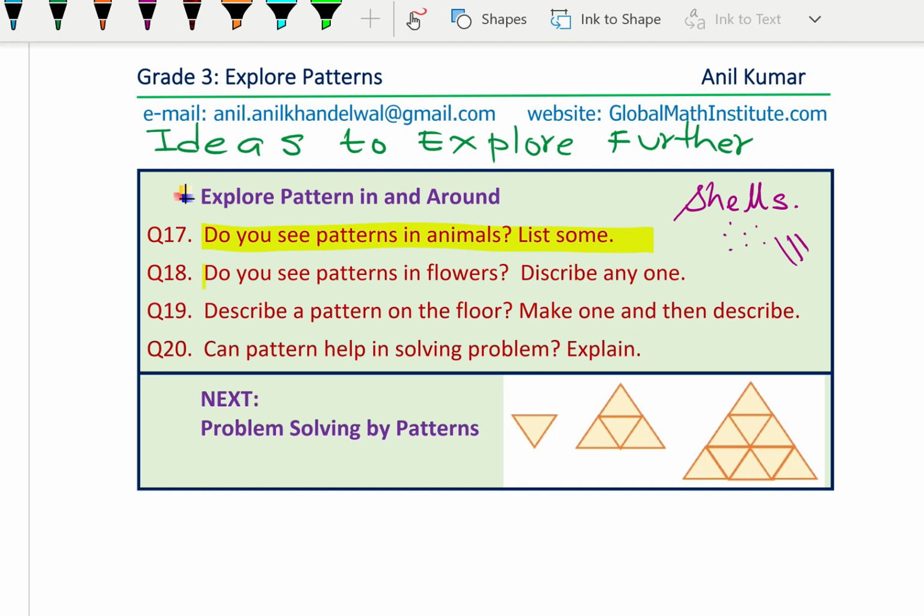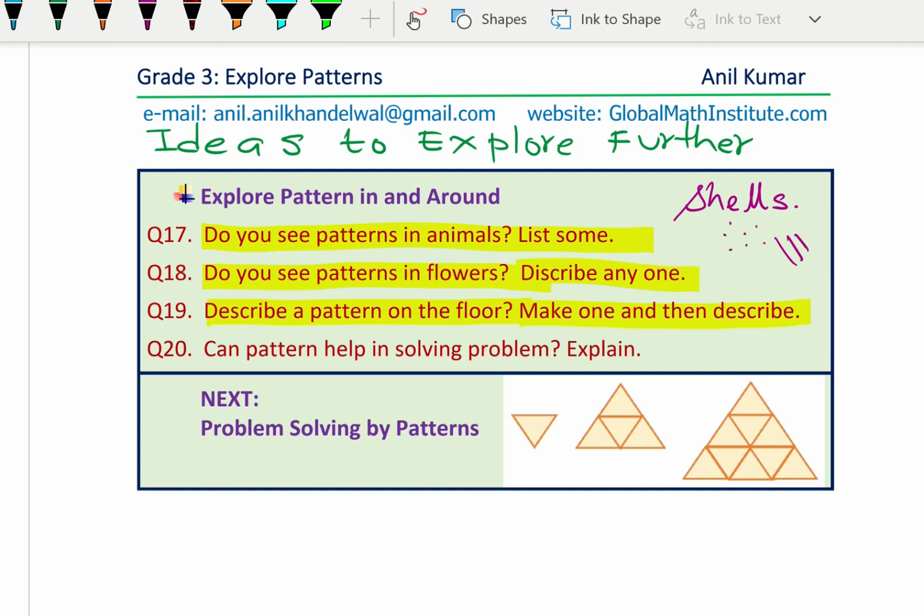Now, question number 18 is, do you see patterns in flowers? Well, you do see, right? So you can describe some patterns in flowers. Sometimes they have three petals, sometimes five petals, sometimes seven petals, sometimes many, many more, right? So you could describe those kinds of patterns. You could also describe patterns on the floors. Tiles is a very good example. Many beautiful structures can be seen around and then you can describe them. So that could be a part of it.